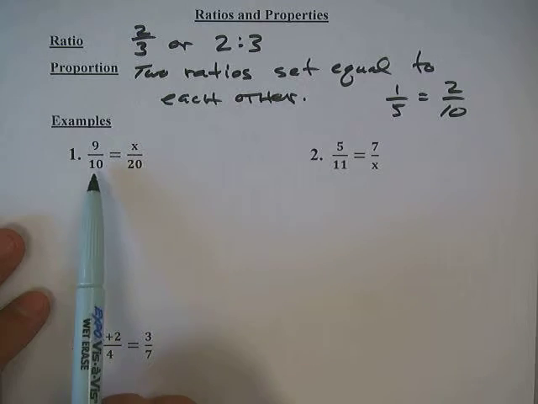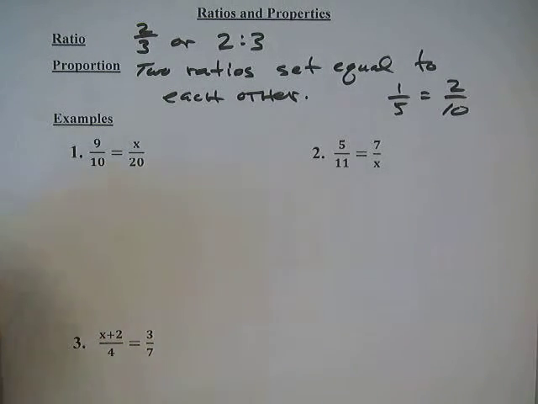Well, in a proportion, there's oftentimes a missing part where you're trying to look for part of it. So for instance, right here, 9 is to 10 is equal to x over 20. Now, you might be able to go through and do a little guess and check on this one, but let's talk about how you'd go about solving this algebraically.